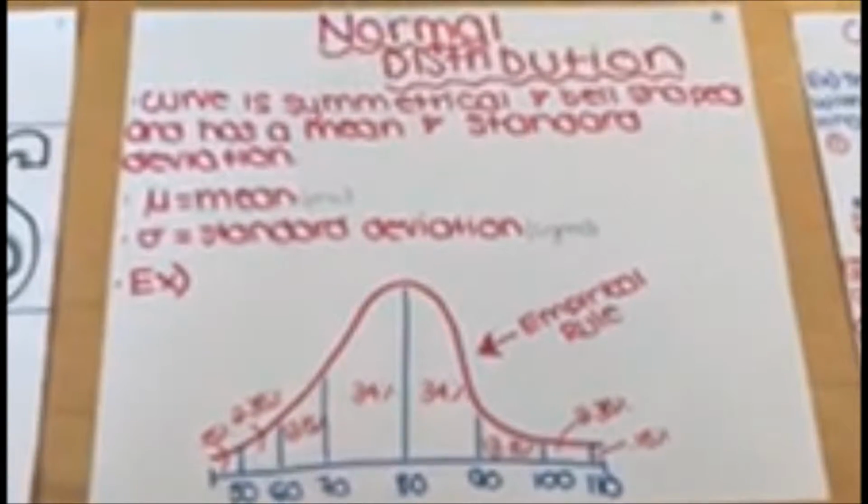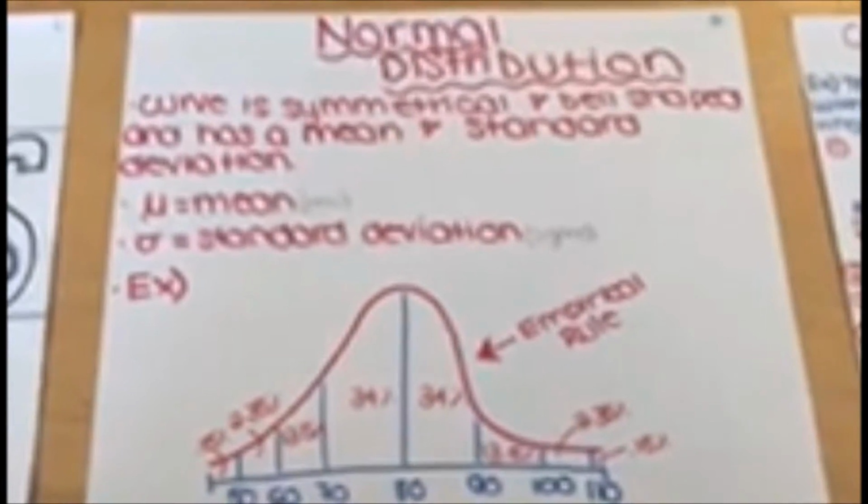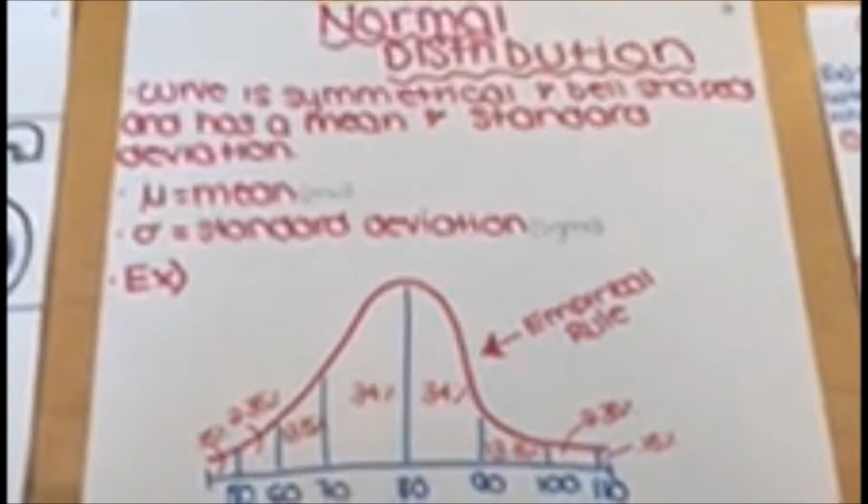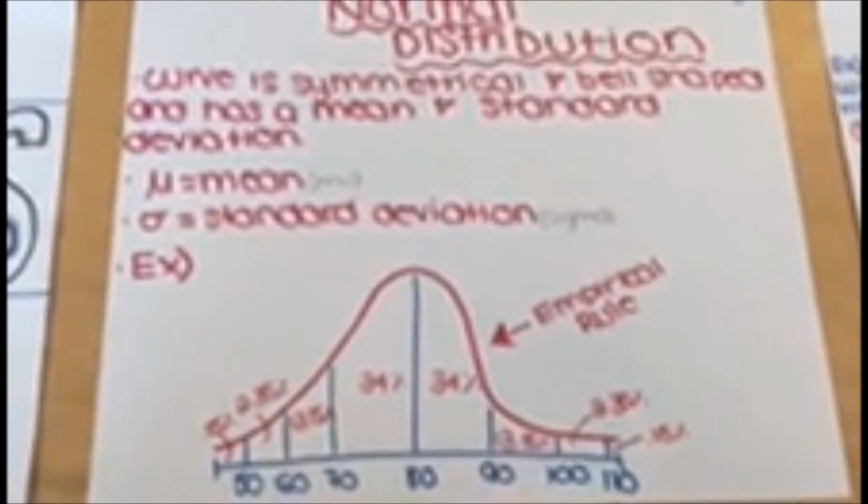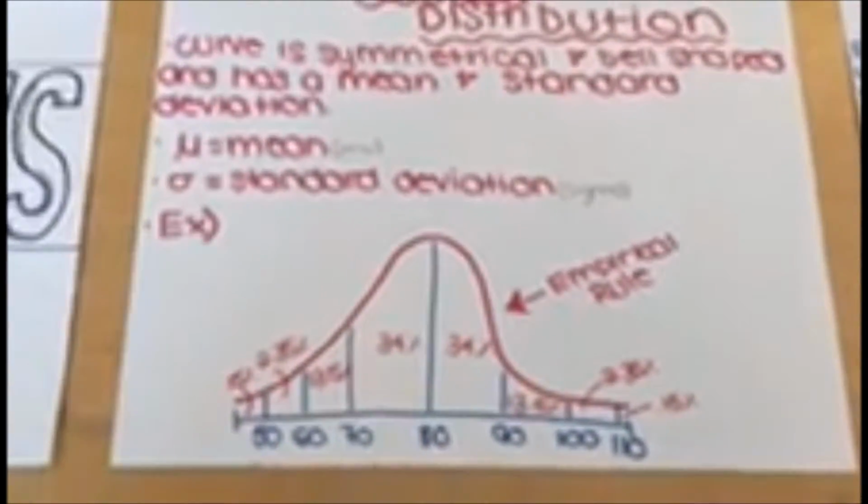Within one standard deviation, there is 68% of the data. Within two standard deviations, there is 95% of the data, and within three standard deviations, there is 99.7% of the data.